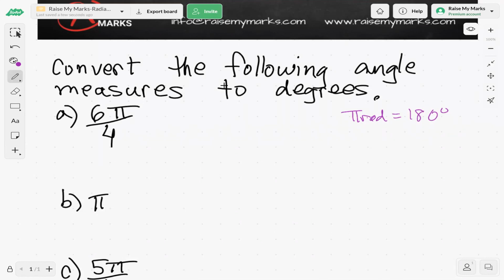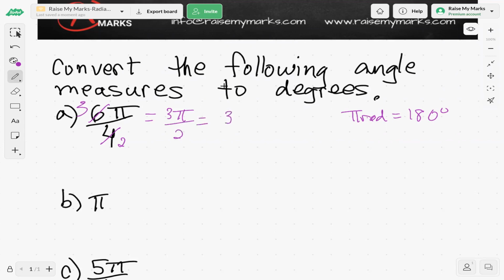So we have 6 pi over 4. So let's see if we can simplify this. There's a common factor of 2 between the 6 and the 4. Let's factor that out. So we get 3 pi over 2.